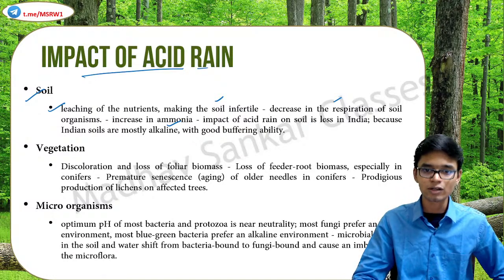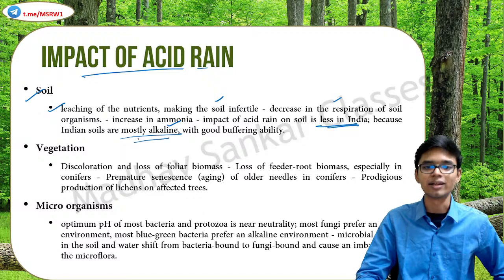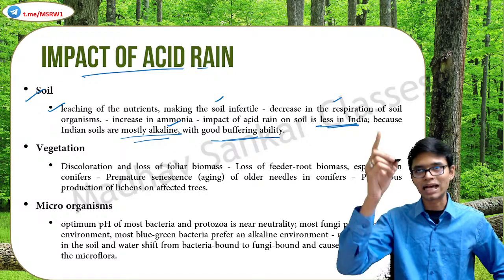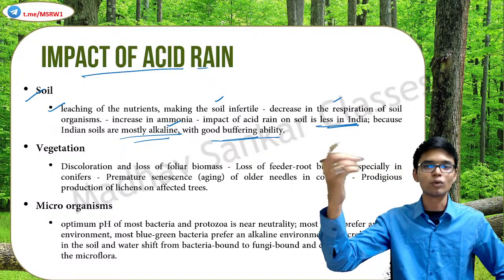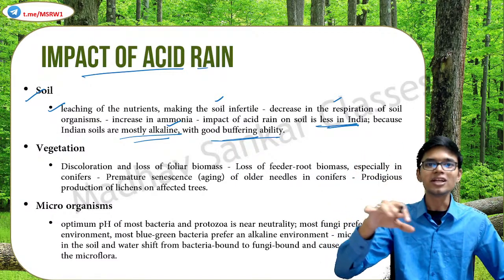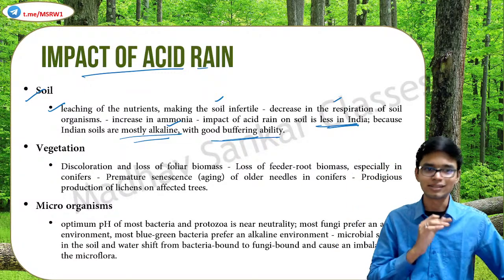Impact of acid rain on soil is less in India. Why? Because Indian soils are very much alkaline, with very good buffering ability. So when acid reacts with alkali, it forms salt and water. So basically it neutralizes away. So India's geography is a very good buffer against acid rains.